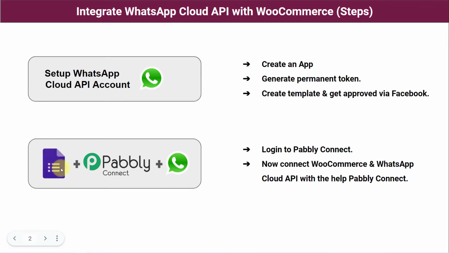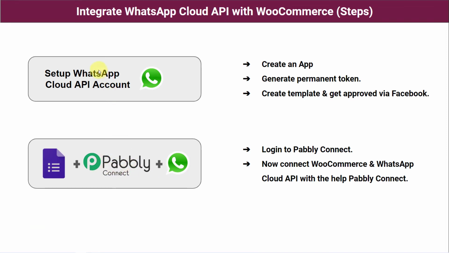I am assuming that you already have an account in Google Forms, and for sending WhatsApp messages, we will have to create an account in WhatsApp Cloud API. Once we set up our account in WhatsApp Cloud API, we will then integrate Google Forms with WhatsApp with the help of an automation software, Pabbly Connect.